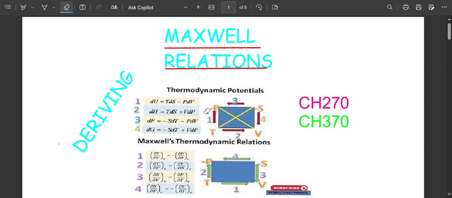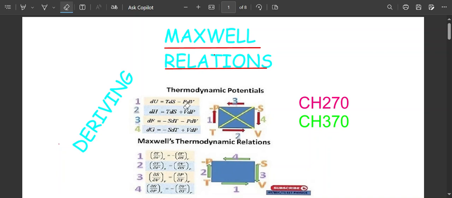All right, so we'll go through Maxwell relations. These are what we call Maxwell equations. They are just there to relate how the variables would be affecting the thermodynamic equations which we have here.